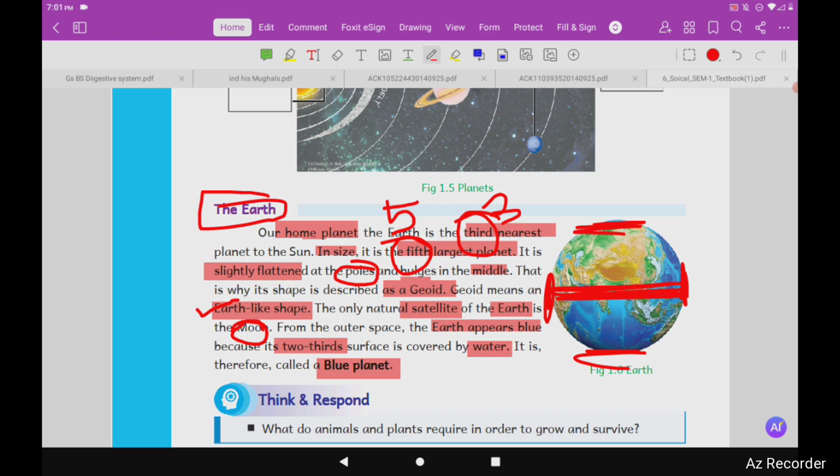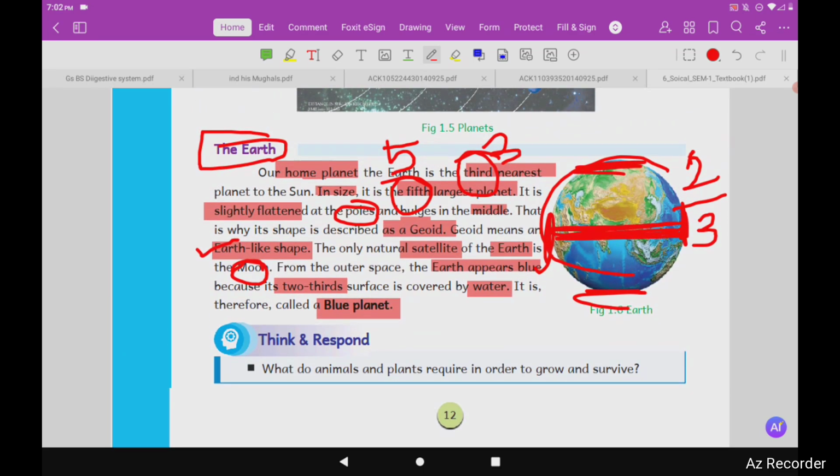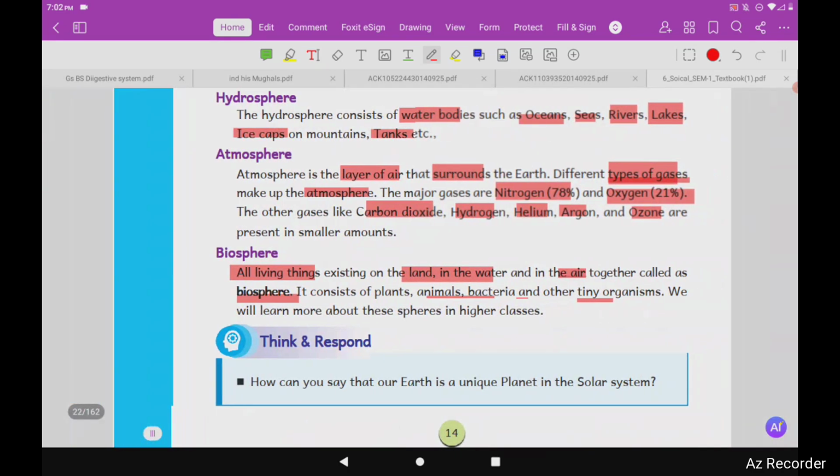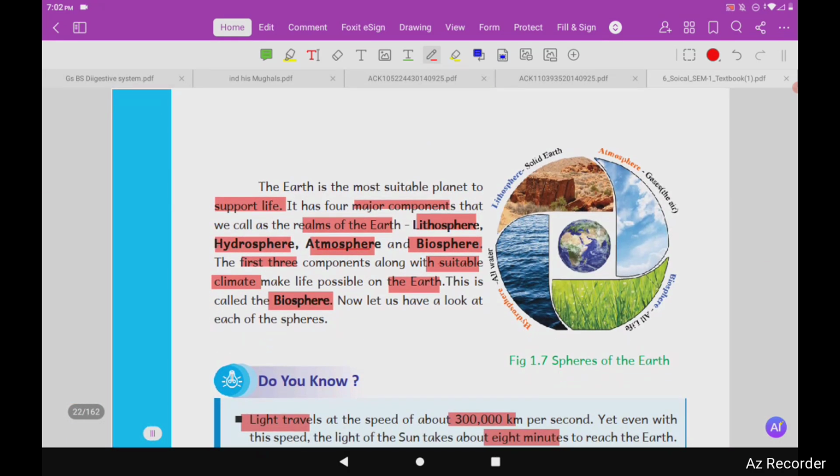Next, from the outer space, the earth appears blue. Why? Because almost two-thirds of the surface is covered by water. So that is why when we see the earth from space, we can see a blue planet, and that is nothing but our earth. Because it has a large amount of water, it looks like a blue planet.